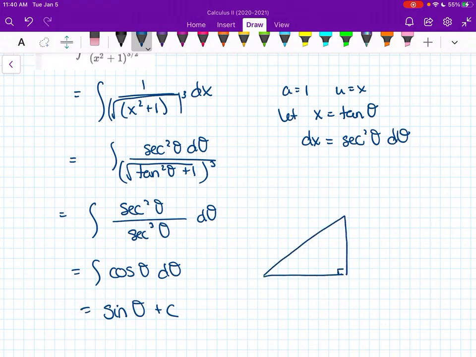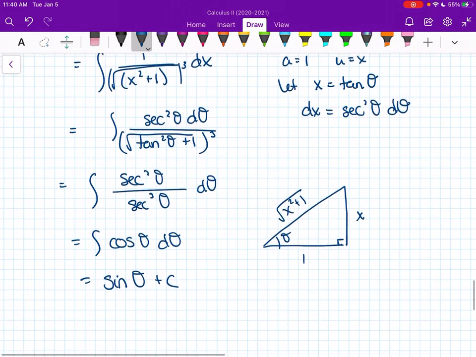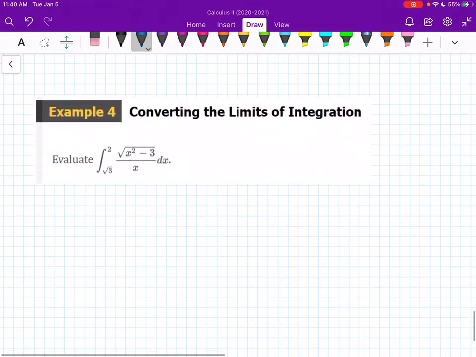So if I started with tangent being x, so here's my theta, tangent being x, then my hypotenuse is going to be the square root of x squared plus 1, which matches my radical in the original problem, so that's fantastic. So then the sine of that would be x over the square root of x squared plus 1, plus c. Fantastic. All right, our next one and last example has bounds.